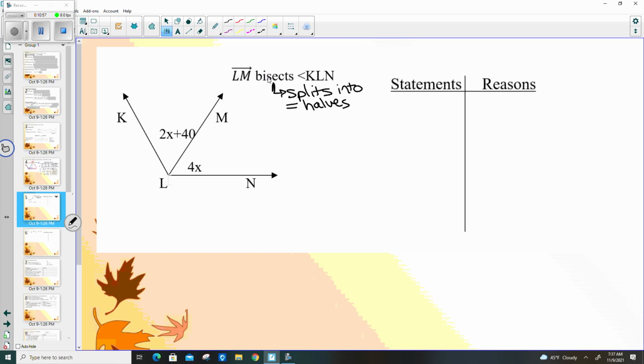So my very first step, whenever you have some piece of information given to you, is to write down the given. So I'm going to write down ray LM bisects angle KLN. And my reason is because it was given to me. So I just write given. It's information we knew up front.